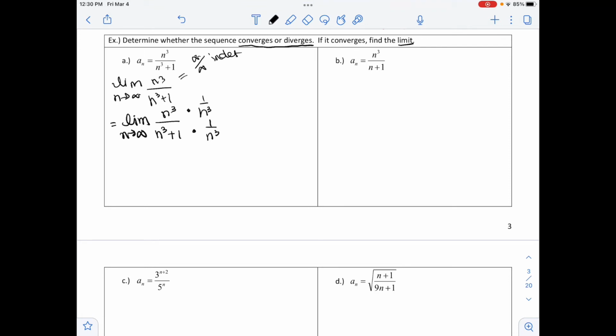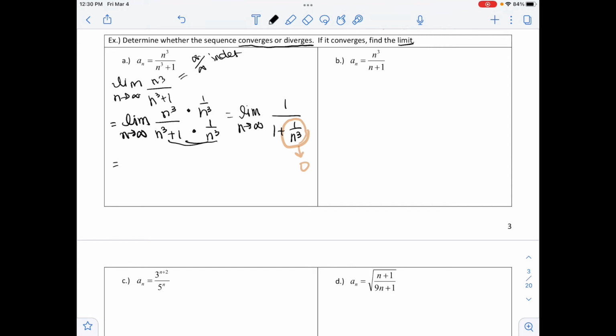You can also write it as just dividing every single term by n to the third, but we end up with the limit as n approaches infinity of, the numerator is just going to be n to the third over n to the third, which is 1, and then in the denominator, since this gets distributed to both, we have 1 plus 1 over n to the third. And then we remember from Calculus 1 that the limit as n approaches infinity of 1 over n to the third is just going to converge to 0.